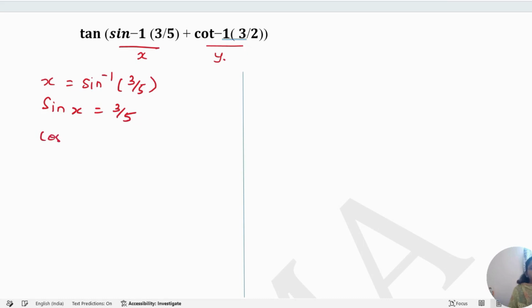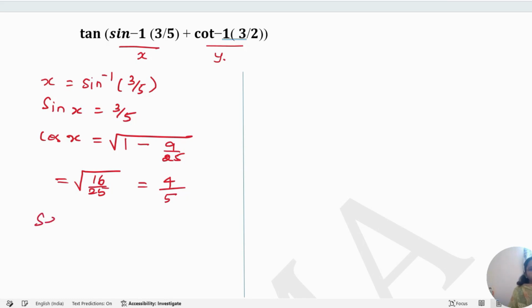And from here you can calculate your cos x value. So root of 1 minus sine square, that will be root of 1 minus 9 by 25, which is root of 16 by 25. So it is 4 by 5. This is our cos x. From this you can calculate your secant x as 5 by 4, and tan x is nothing but the square root of secant square x minus 1. So from here you can apply your data.